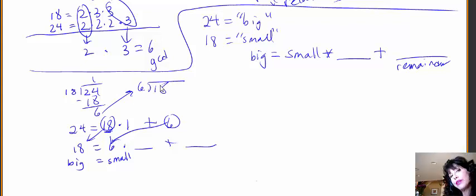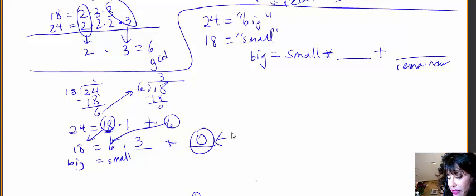So we're asking how many times does 6 go into 18? And it goes in evenly, 3 times. So that means we have a 0 remainder. So we can write our sentence, 18 is equal to 6 times 3 plus 0. And when the remainder is 0, that's when the algorithm stops.